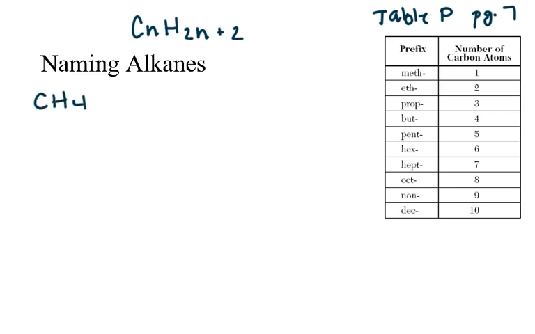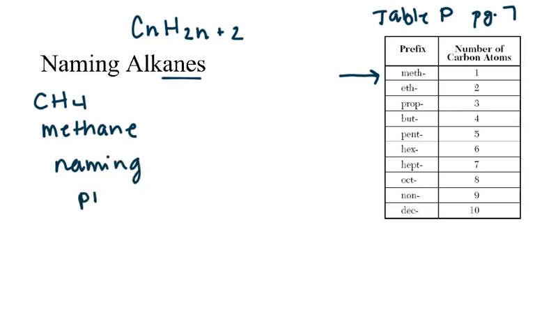Okay, so our first example here, we're going to have CH4. So we look at our carbons. We have 1 carbon. So we're going to go over to our table and see, okay, 1 carbon atom, our prefix is meth. And then the endings of all of our alkanes are going to follow along. So it's going to be methane. When we name it, it's going to be our prefix plus ane.